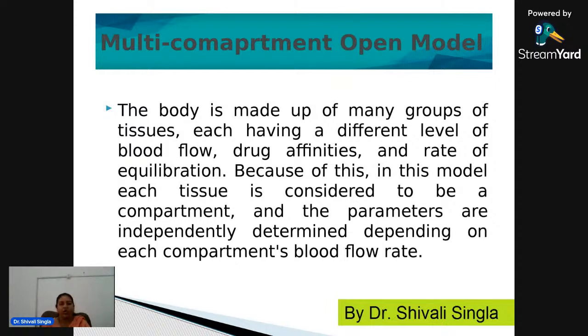Suppose the drug is highly lipophilic, then its affinity towards skin or other lipophilic tissues is more than its affinity towards kidney, heart, or highly perfused tissues. So, according to the drug's affinity, it gets distributed into different tissues differently, in different concentrations and at different rates. Here, the parameter calculation is very complex because we have to consider every tissue, and for each tissue we have to calculate the parameters differently.